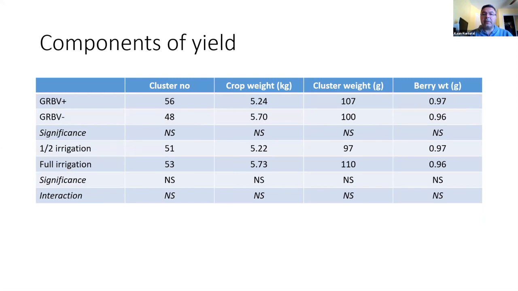Not a whole lot to write about in components of yield in this case. Crop weight was essentially the same, cluster weight was essentially the same, and berry weight was essentially the same. Our results were encouraging, as we did not see larger berries by doubling the total amount of water, which would have diluted the TSS even further.